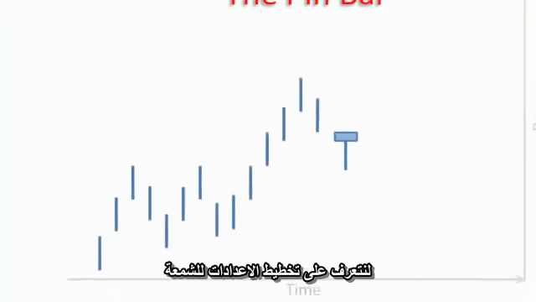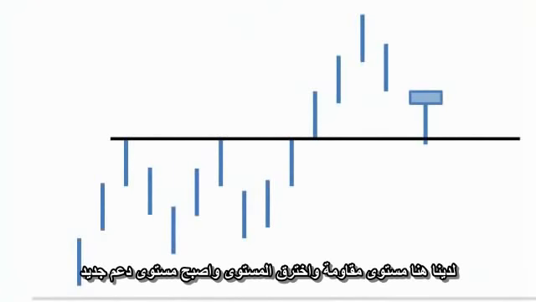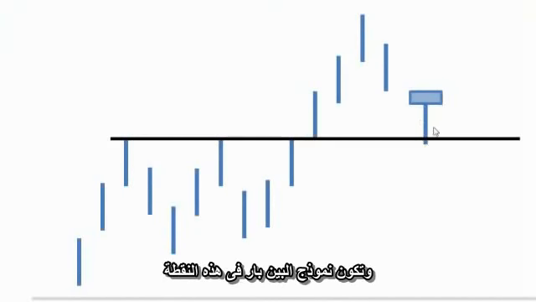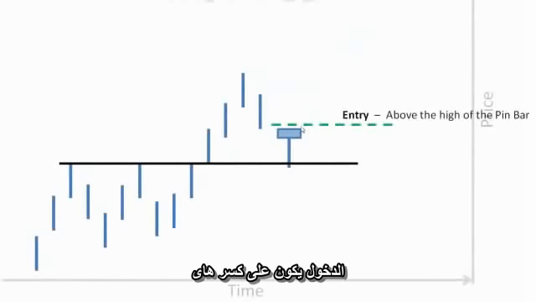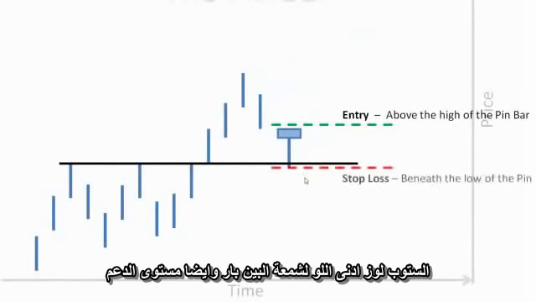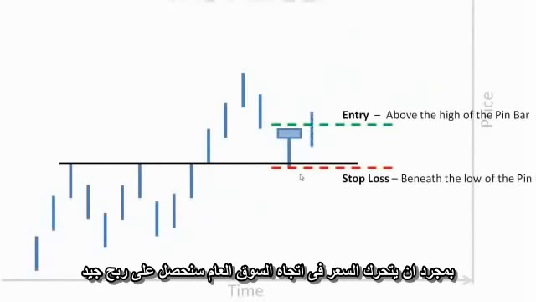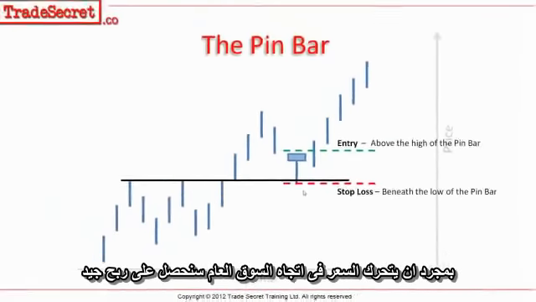Let's have a look at a schematic of the setup. So here we have a clear resistance level, so resistance, resistance, resistance, we break through and that resistance level now becomes new support, and our pin bar candle is formed at that point. The entry, or the classic entry, is on the break of the high of the candle, with the stop loss going beneath the low of the candle and also the support area. Once the trade triggers, it should move off in the direction of the dominant trend for good profit.